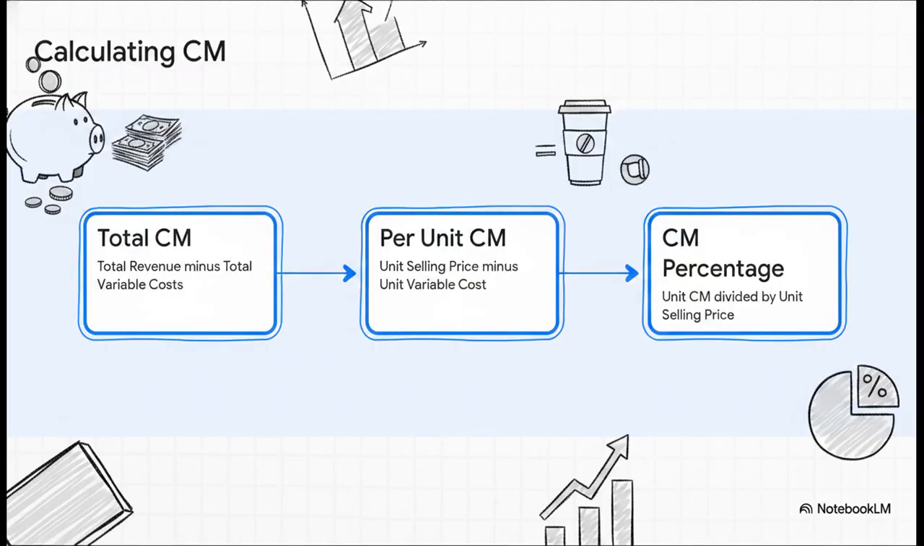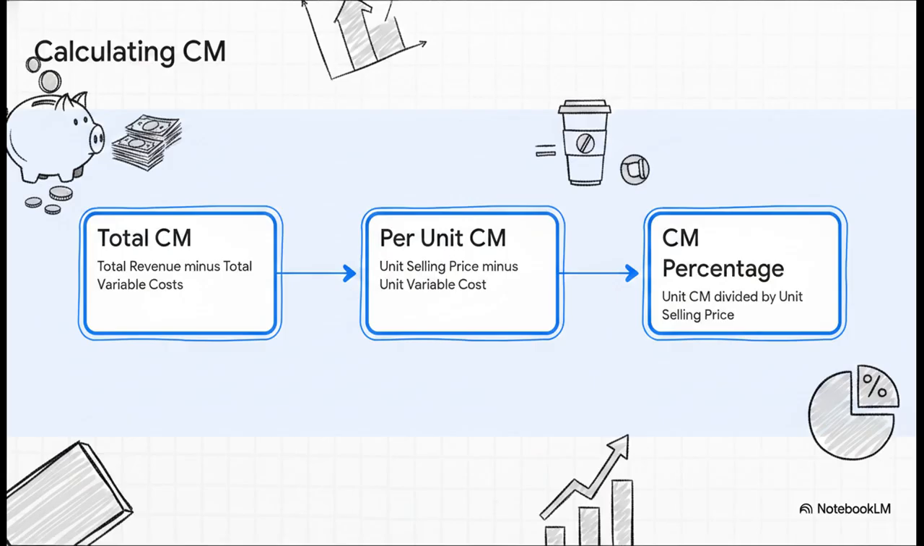Now, we can measure this margin in 3 distinct ways. First, there's the total contribution margin, which is just your total revenue minus your total variable costs. Second is per unit, which is your unit selling price minus your unit variable cost. And third is as a percentage, where you divide that unit contribution margin by the unit selling price. To put that into perspective, let's say you sell a t-shirt for $10 and it costs $4 in materials to make. Your unit contribution margin is $6, giving you a percentage of 60%.